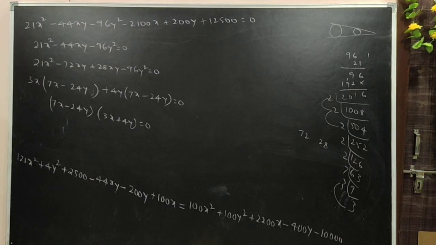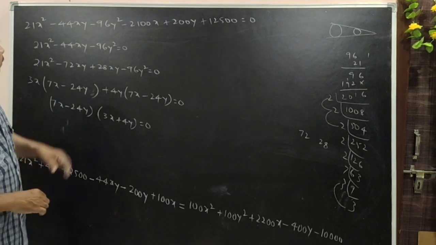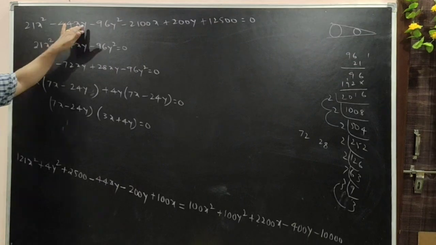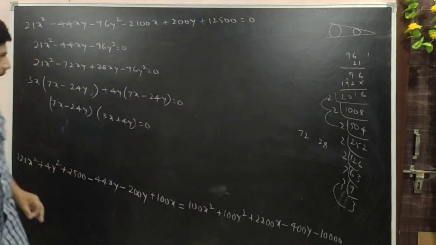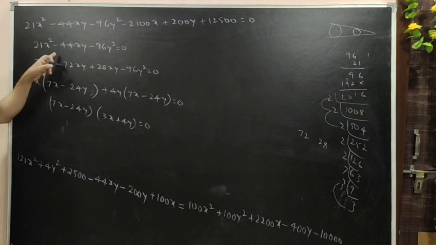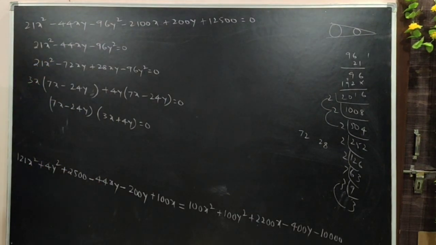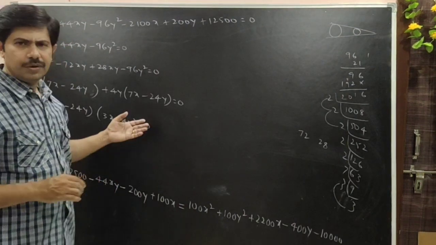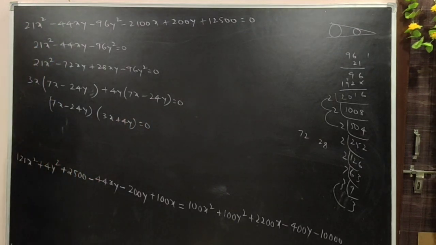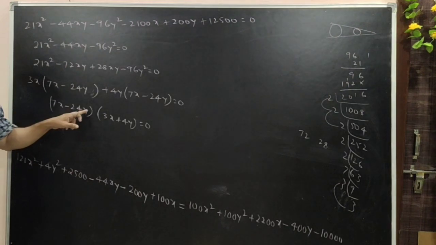Okay, so here the important thing is we have a second degree equation. In the second degree equation we have first degree terms also, but we only factorized the second degree terms. We left the first degree terms. Now this pair of tangents is not passing through origin, it is passing through some other point, that is 22 comma minus 4.